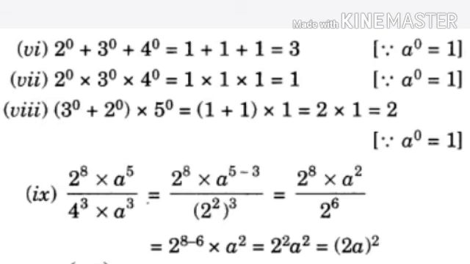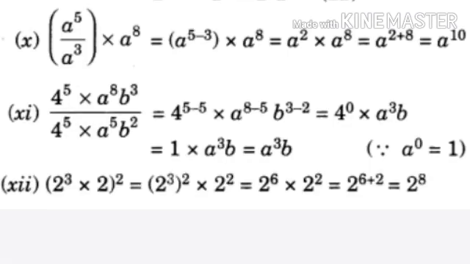Okay. Tenth, (a^5 ÷ a^3) × a^8 is equal to a^(5−3) × a^8, because a^m divided by a^n is equal to a^(m−n), the second law of exponent. So a^(5−3) × a^8 is equal to a^2 × a^8, which is equal to a^(2+8), which is equal to a^10. Bases are equal, so powers will be added.